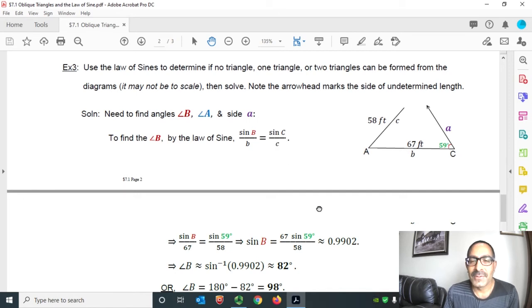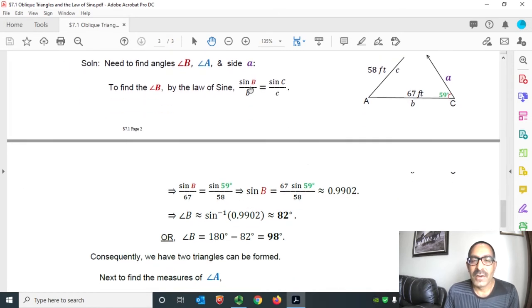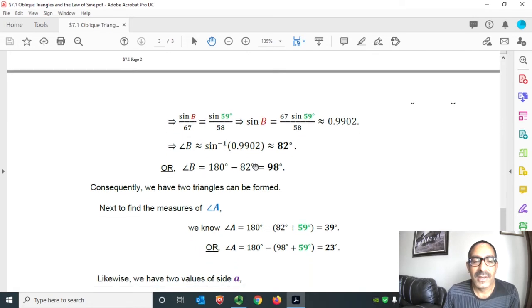Let me scroll down. What's given to us? Okay, sine B, we are going to find out angle B. So sine B over side B, which is 67, equals sine of angle C, which is given to us as 59 degrees, over side C, which is 58. I hope this makes sense to you all. Next, to find the angle B, let me write the sine B all onto the left hand side. So let's cross multiply here. Then sine B equals 67 times sine 59 degrees over 58.